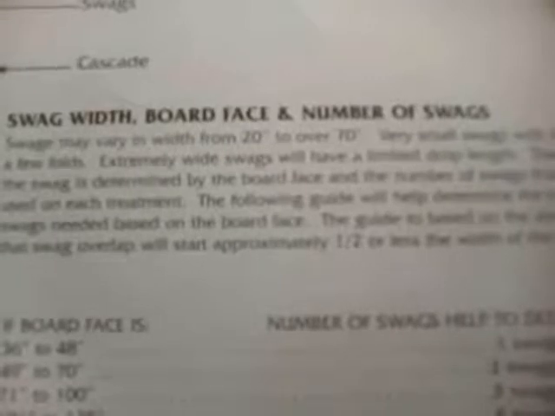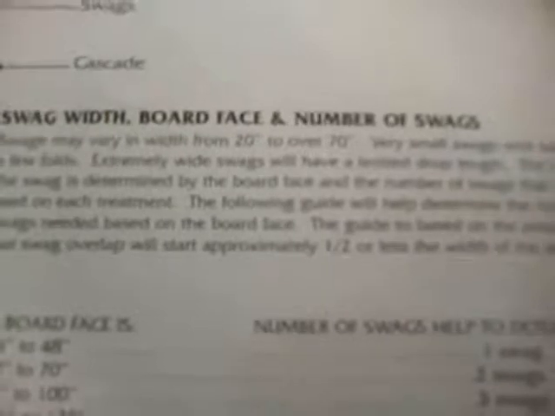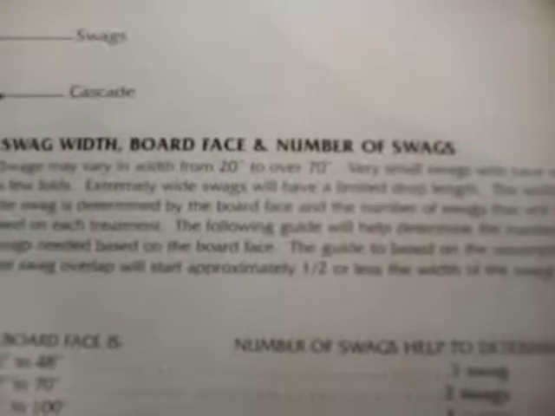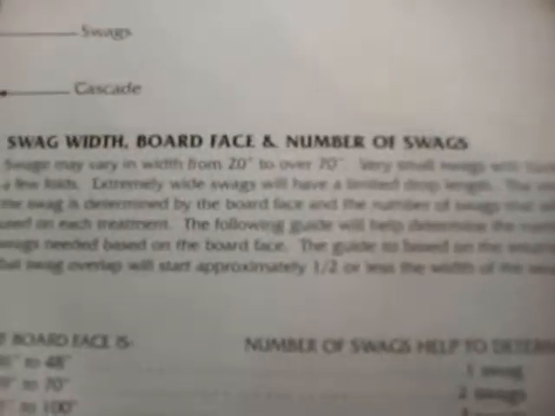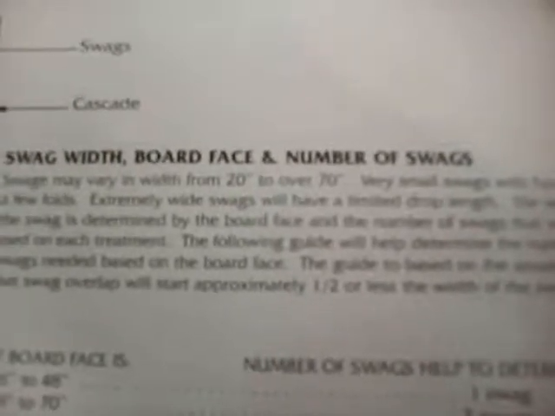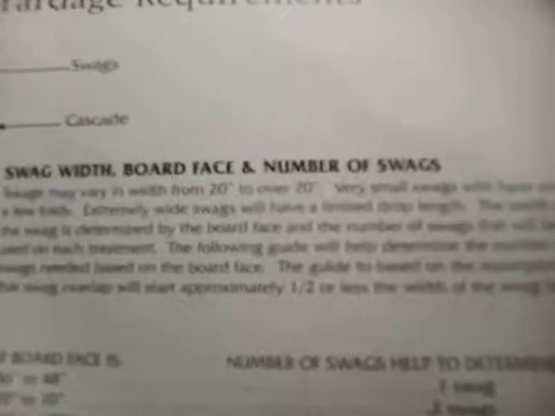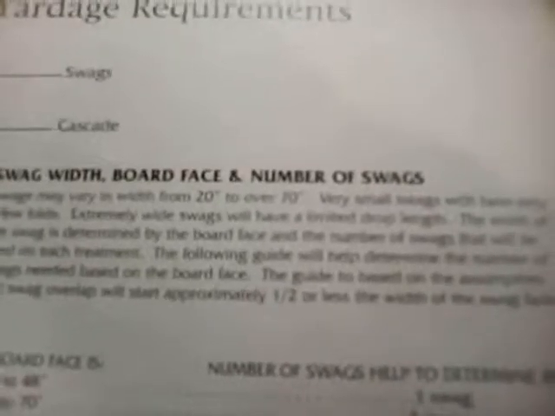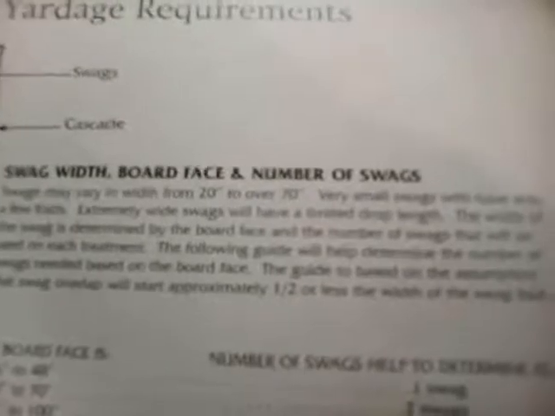So this is telling you about the swag width, the board face. Back then, swags and valances were stapled or tacked to boards about 1 inch thick by maybe 3 or 4 inches wide. They would put a lot of hardware on the wall and put this board on it, and you would see those lovely valances and swags, and I think they're still done in hotels or some homes.